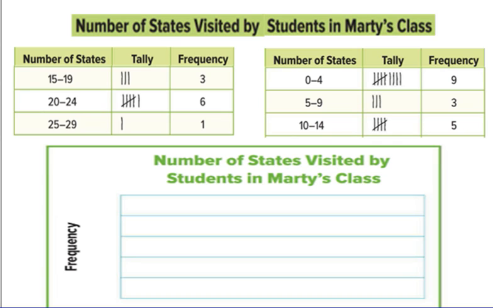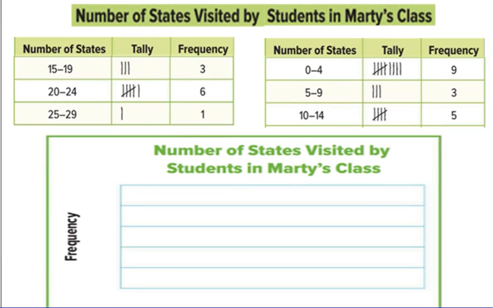Okay, so now that we have an introduction to frequency tables and histograms, let's try some more examples. And we're going to go a little bit quicker this time. So in this case, I've actually already made the frequency table for you. We're talking about the number of states that are visited by students in Marty's class, okay? And so here it says 0 to 4 states, and it has the tally and the frequency.